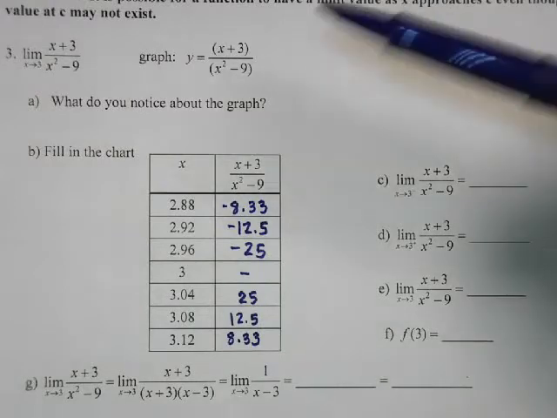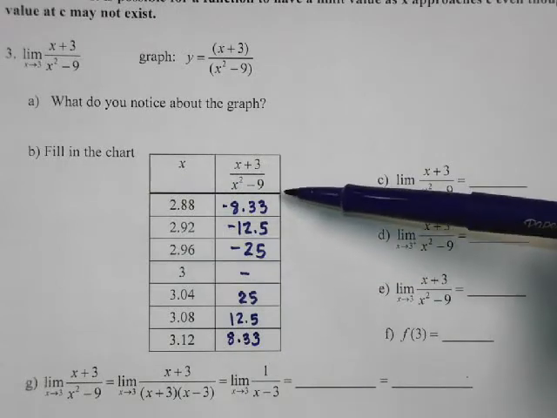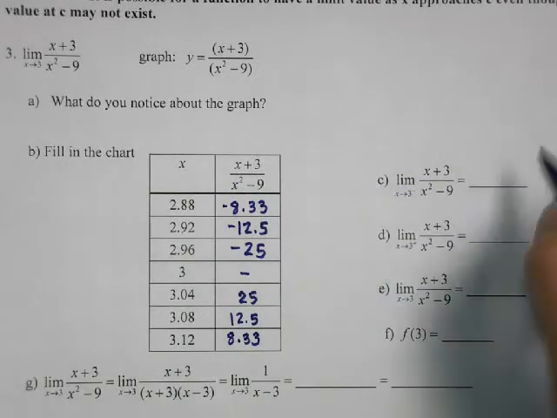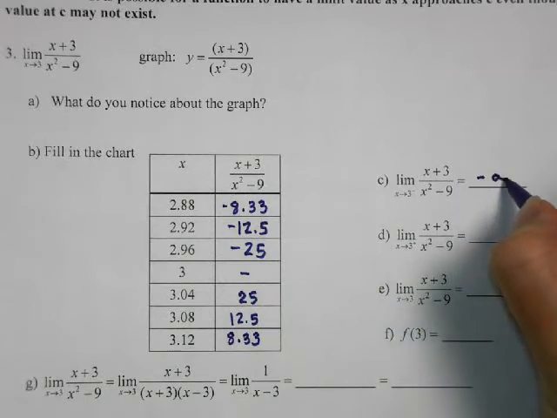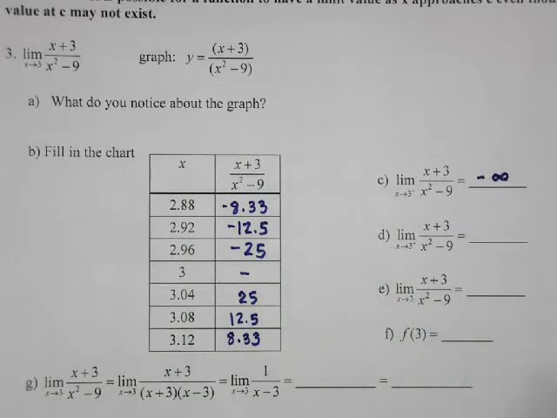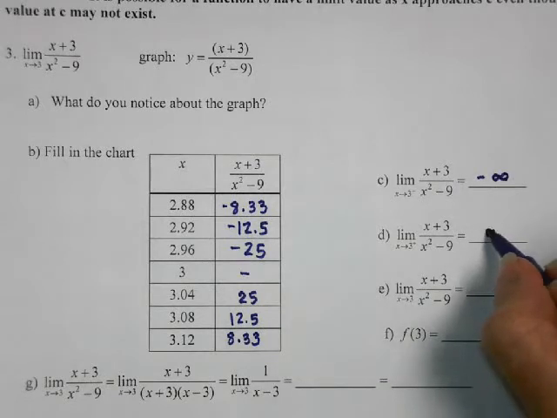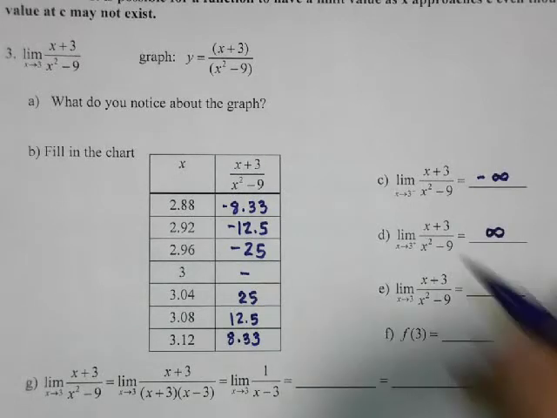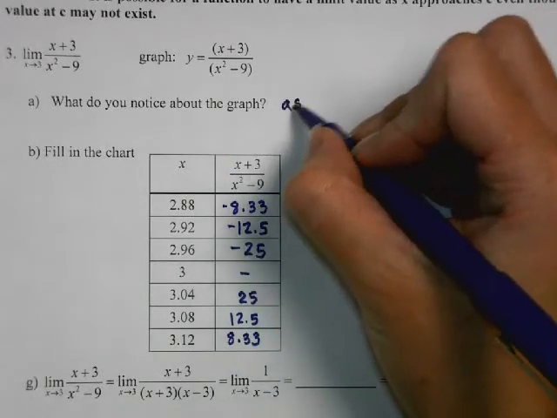So here are our values. As x is approaching 3 from the negative side, these numbers are getting more and more negative. So it's going to negative infinity. As we approach it from the positive side, those values are getting bigger. So there it's going to infinity. And if you look at the graph, there is actually an asymptote there.